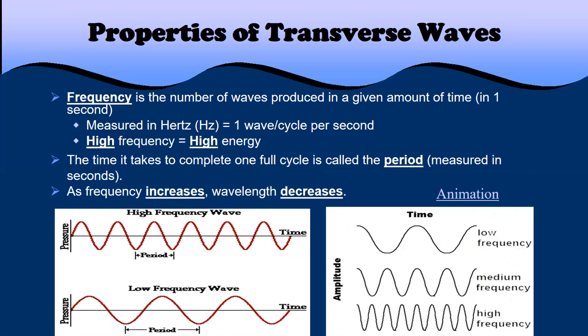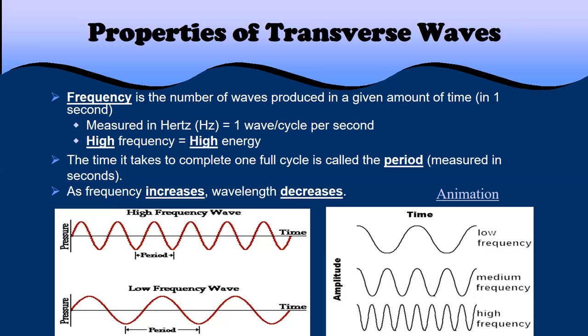Now, another property of a transverse wave is frequency, right? Frequency is the number of waves produced in a given amount of time, in 1 second. To break that down for you, we have a period here, usually a wavelength. We measure frequency in hertz. Have you ever heard of a hertz? On your radio, you see MHz, like 30 megahertz. That's how frequently the wave passes a certain point.